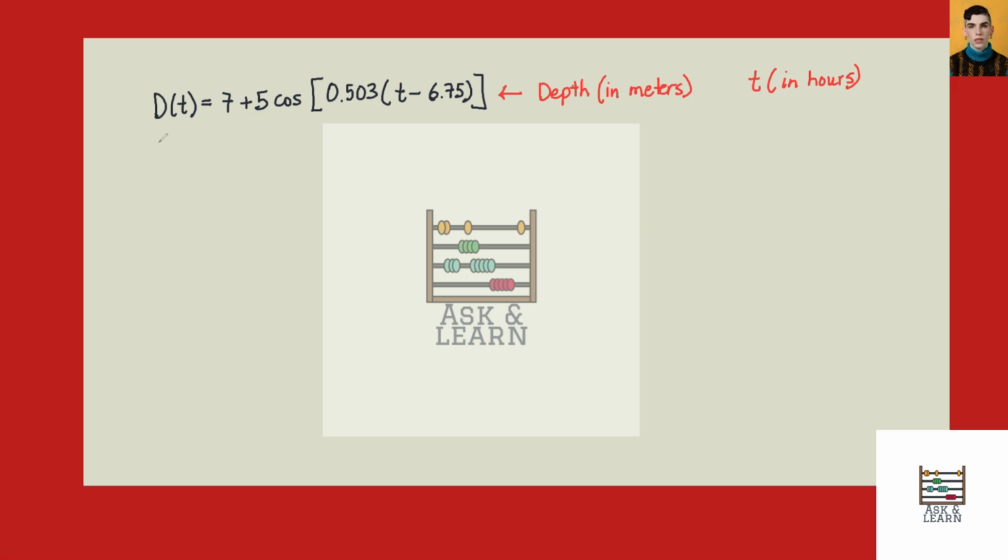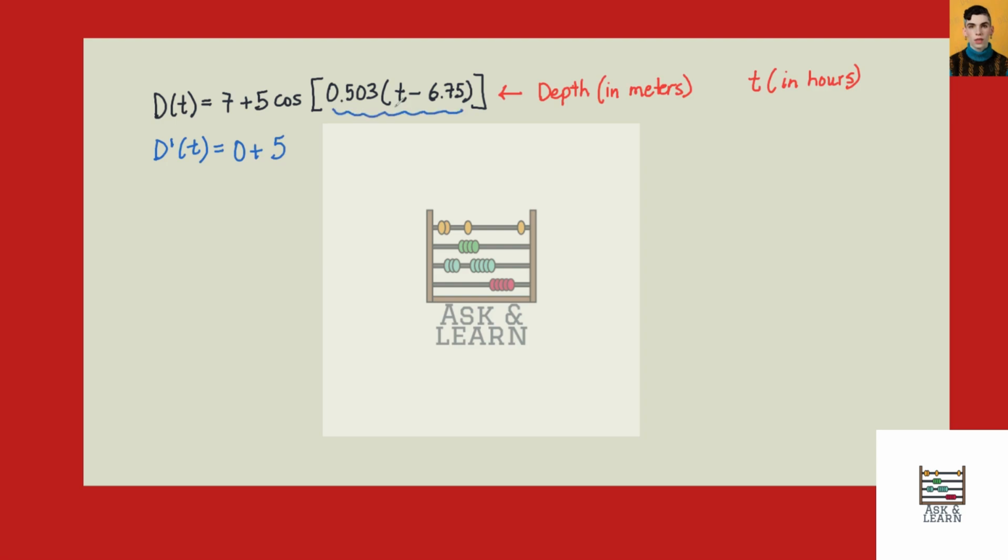So let's first go ahead and find the rate of change, which is the derivative, and then we'll plug in our values. Okay, so we're finding the derivative. The derivative of 7 is 0, so 0 plus 5 goes along for the ride. The derivative of cosine is minus sine. We have a big chain rule.